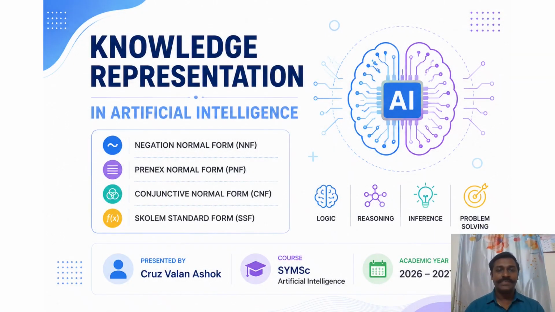Hi students. In this presentation, we are going to see how knowledge is represented in artificial intelligence. Here we are going to see four kinds of forms: negation normal form, Prenex normal form, conjunctive normal form, and Skolem standard form.